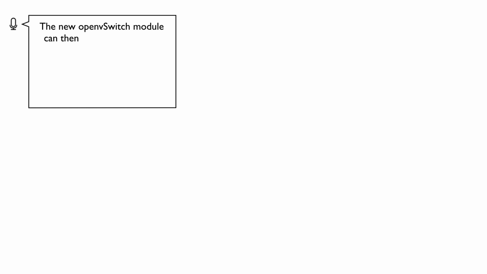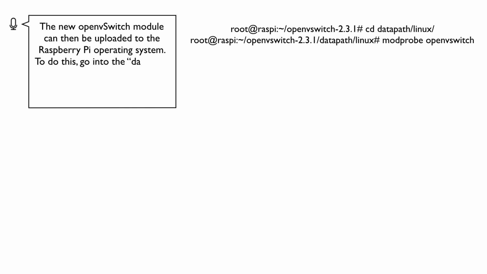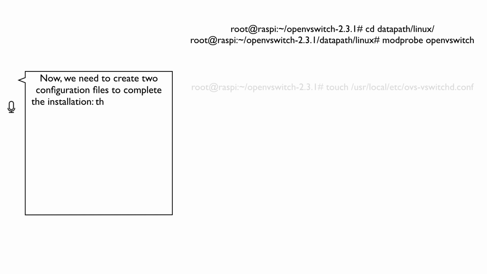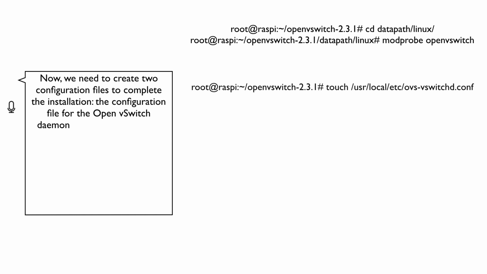The new Open vSwitch module can then be uploaded to the Raspberry Pi operating system. To do this, go into the datapath/linux directory and load the module with the modprobe command. Now we need to create two configuration files to complete the installation: the configuration file for the Open vSwitch daemon and the database that contains the switch configuration.